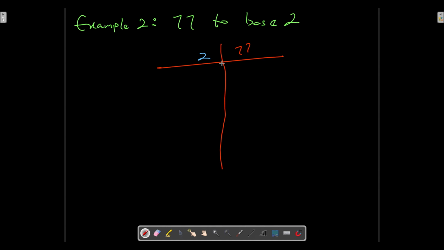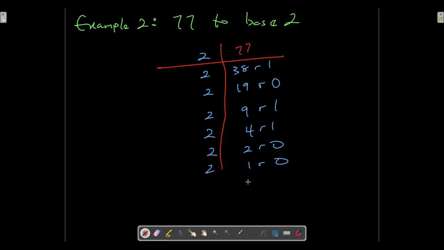So 77 divided by 2 will give us 38, remainder 1. We're going to write the remainder there. We'll divide again. 38 divided by 2 will give us 19, remainder 0. There's no remainder. 19 divided by 2 is 9, remainder 1. 9 divided by 2 is 4, remainder 1. 4 divided by 2 is 2, remainder 0. 2 divided by 2 is 1, remainder 0. And 1 divided by 2 is 0. 2 cannot divide 1. So that's 0, remainder 1.